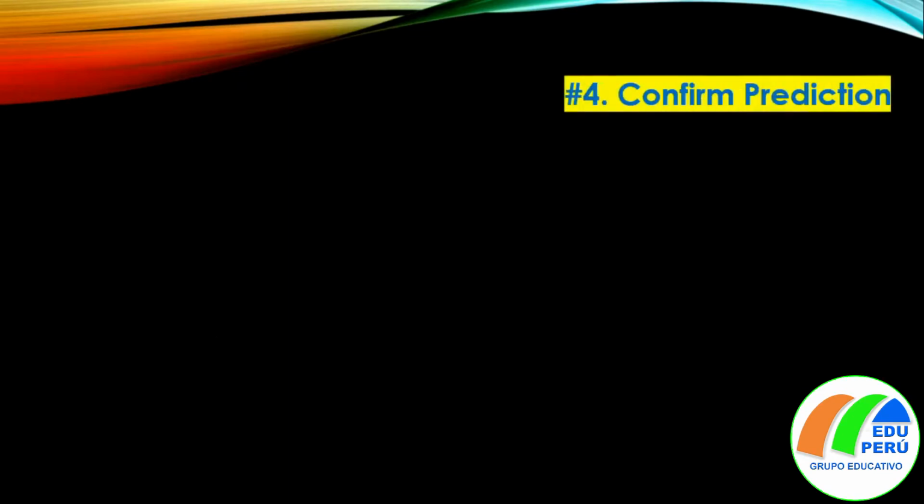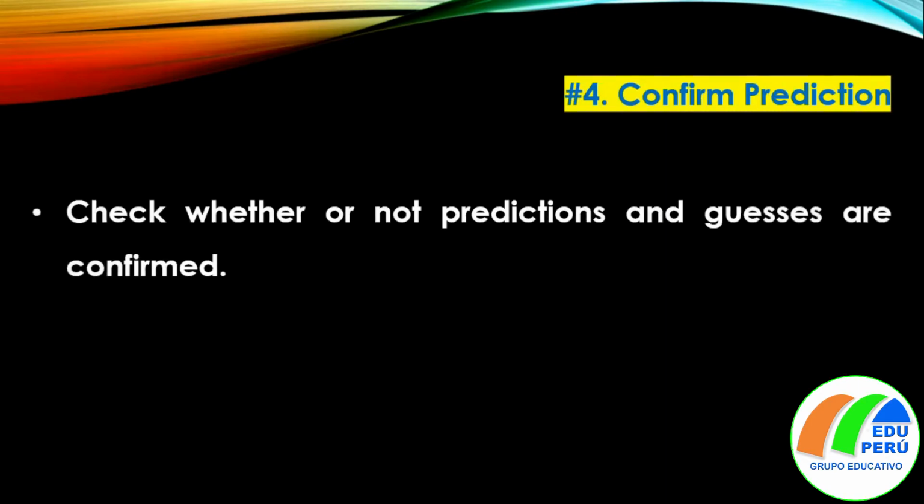Another one is to confirm predictions. So they need to confirm the predictions that they made in the pre-reading stage. Maybe you ask the students, what would be the topic or the theme of the text, in order to activate background knowledge, the prior knowledge, and in this stage, they are going to confirm that. So check whether or not predictions and guesses are confirmed.